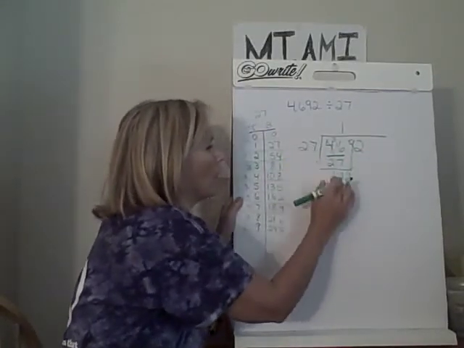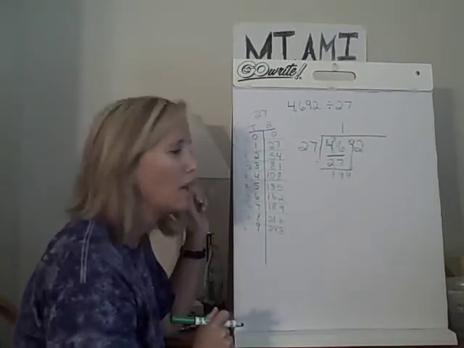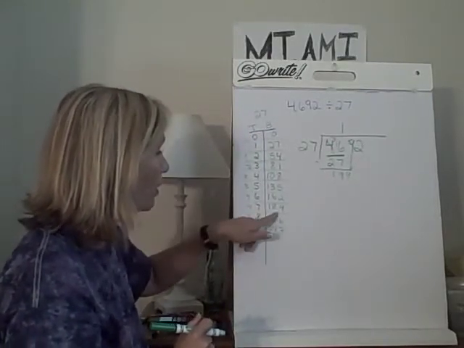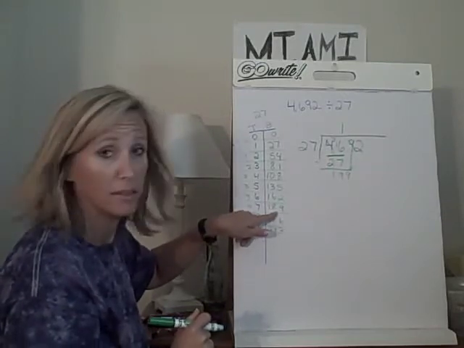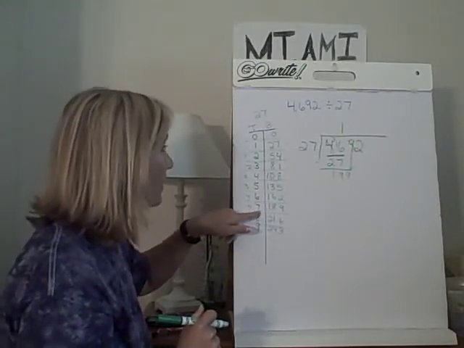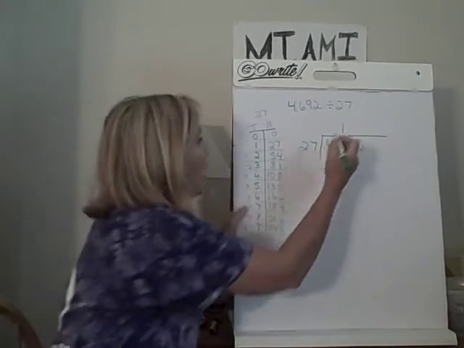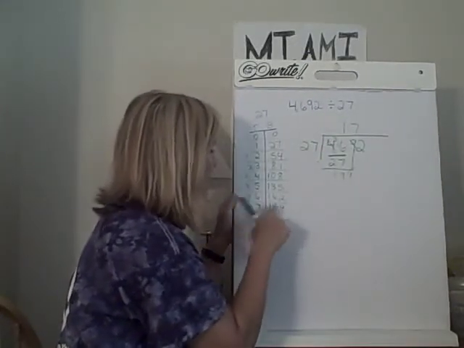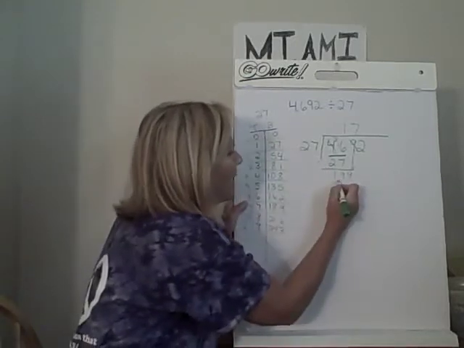And I have to think, 27 into 199. I just have to go look over here. What's my closest number to 199 without going over? And it's 189. So I'm going to put my 7 on the top because it goes into it 7 times. And then 7 times 27 is 189.